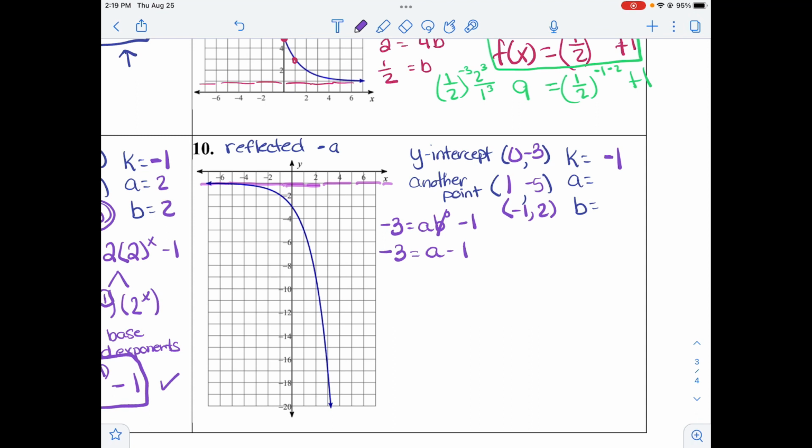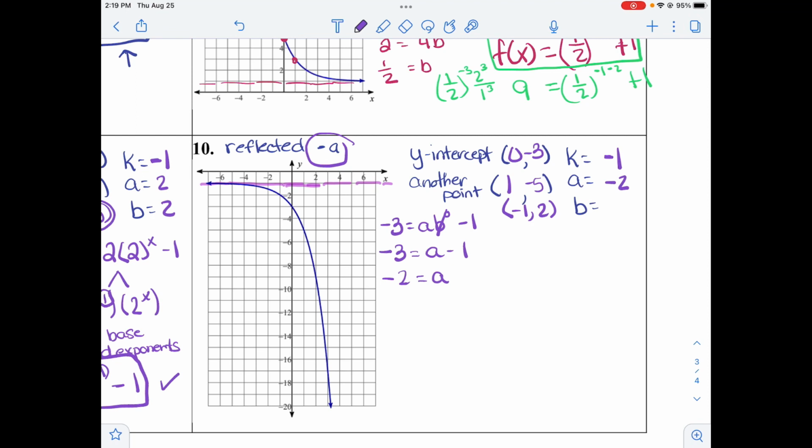Move the 1 over, and we get -2 for our A. Notice if we would have just looked at the y-intercept, that is not correct because of things being reflected and shifted. So we can't just go with A is always our y-intercept. So this would give us a -2. Well, that makes sense. It's reflected, so it's got to be a negative number. And if we flipped it back over, we could see that it's growth. So it makes sense that it's a -2, not a fraction.